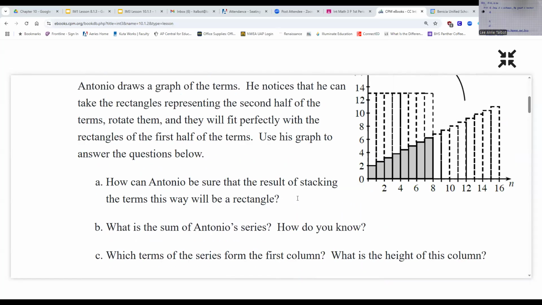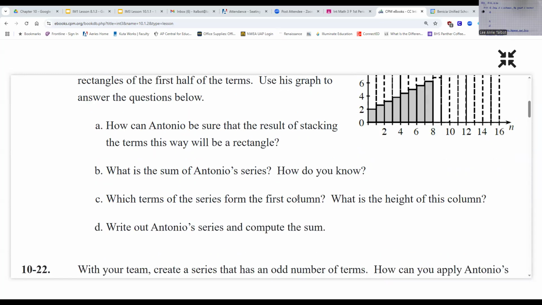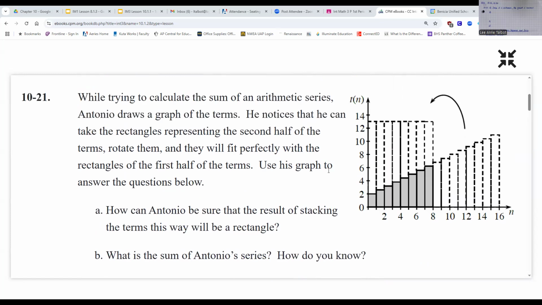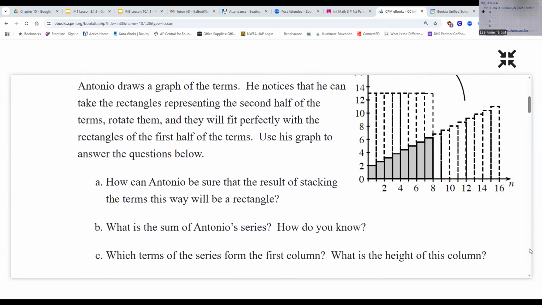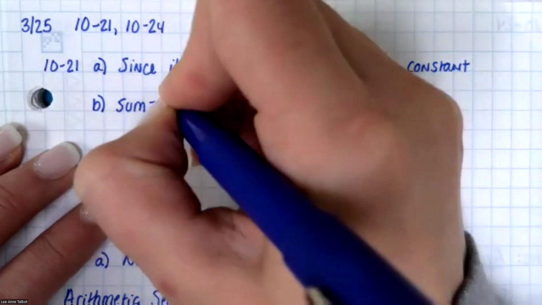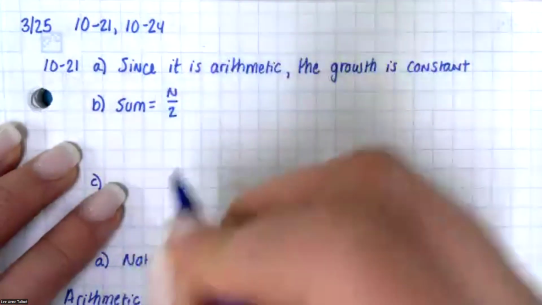What is the sum of Antonio's series? How do you know? Okay, so we're gonna do our formula from yesterday. I want you guys to look at the original before he flipped it. So how many bars were there before he flipped it? 16 before he flipped it. Okay, so we're gonna write our formula. Sum equals n over 2.